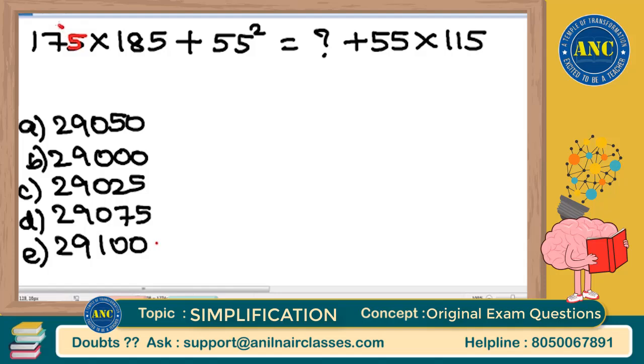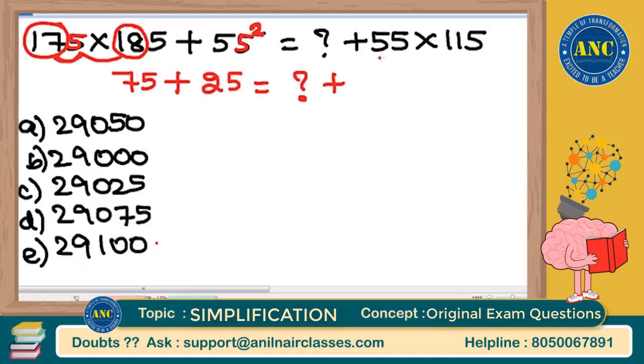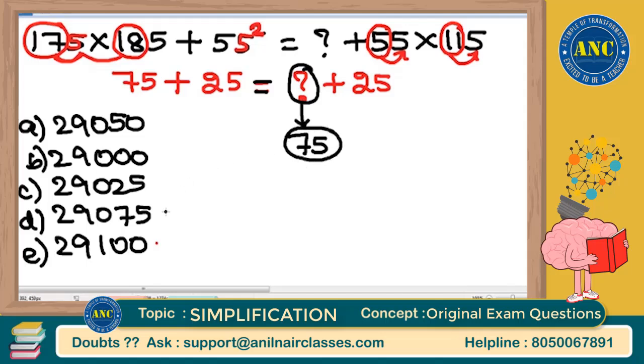Forget about this 5. 17 is an odd number, this is odd 5. 18 is an even number, this is even 5. Odd 5 into even 5, last 2 digits is 75, plus 55 square. Any number ending with 5 when I square it, last 2 digits will always be 25, is equal to question mark plus. This 5 is an odd number, odd 5. This 11 is an odd number, odd 5. Odd 5 into odd 5, same family, it is 25. 75 plus 25 is equal to question mark plus 25. That means question mark last 2 digits should be 75. There is only one option.